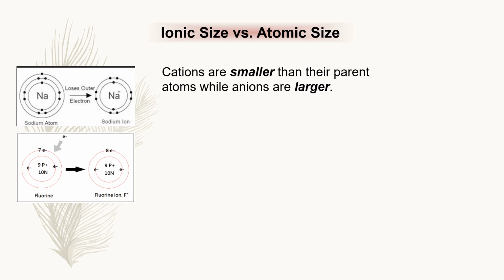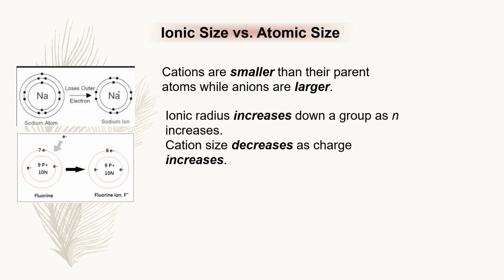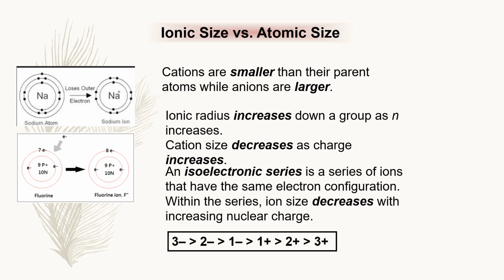Next, we're going to look at ionic radii. For the ionic radii, we have two different types of ions. We have cations, which if you remember are losing electrons, and we have anions where they are gaining electrons. The trend is going to be different depending on whether it is a cation or an anion. So let's first look at cations.